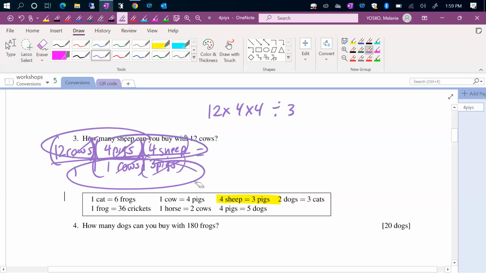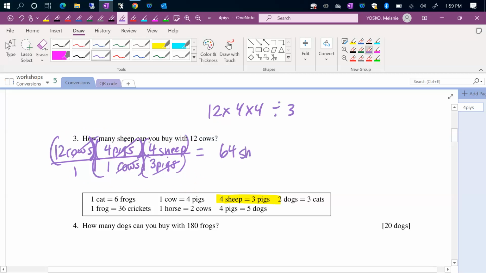Got it? And some of these you can do in your head, but we're going to give you some later where you can't. What do you get? 64. 64, give me the unit. 64 sheep.